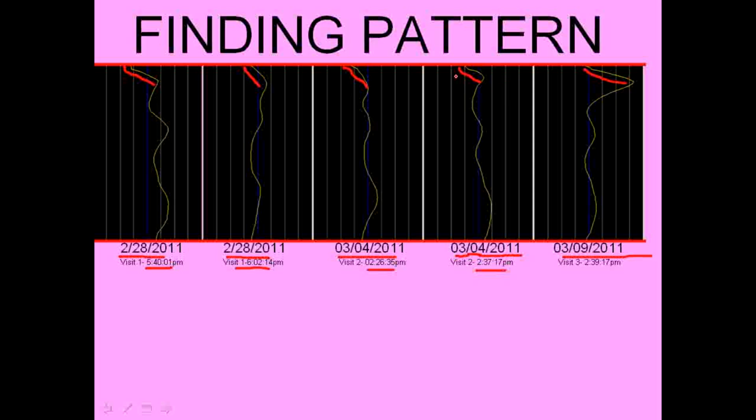We want to find the first place that the reading changes direction. Here this comes down, and right there it changes direction. This one will change direction about right there. This one actually doesn't change direction until you get all the way down there. This one will change direction right about there. And this one here.